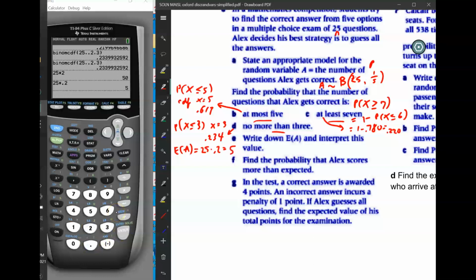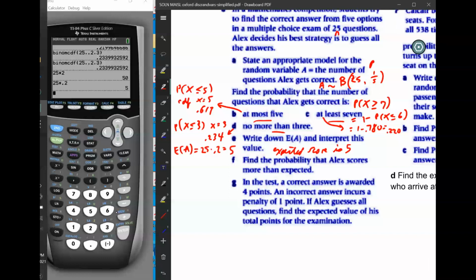And what does this mean? It means that his expected score is 5. Or if he did this multiple times, he would get an average score of 5.